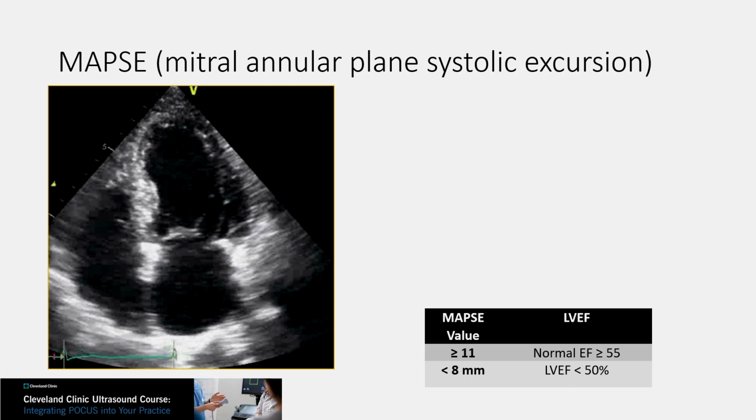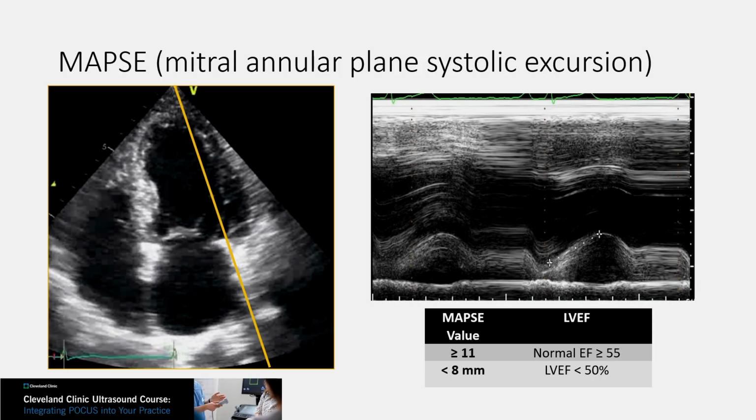You get a nice apical 4-chamber view, and then you pass an M mode that crosses the LV apex and the lateral annulus of the mitral valve. You get an M mode like that, which is very similar to TAPSE, and you measure the peak distance traveled by the lateral mitral annulus. The values that can assess what the LV systolic function is doing: more than or equal to 11 mm, you have a very high probability that the LV systolic function is normal. When it is less than 8 mm, you are having a case of impaired LV systolic function.